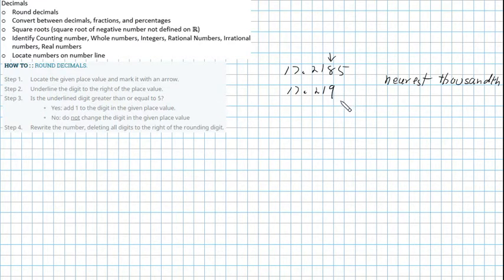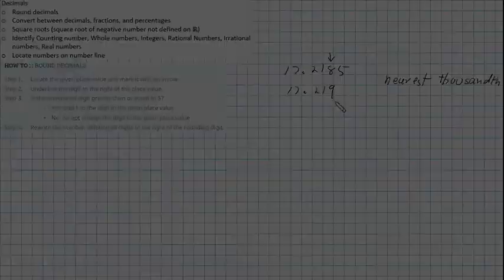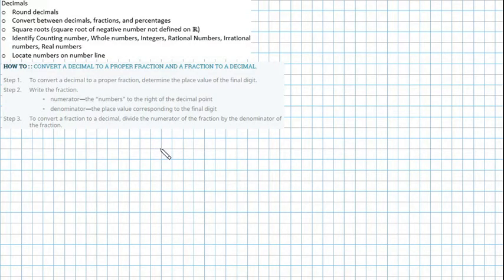Alright, so let's move on to the next topic. Let's look at how we can convert a decimal to a fraction. So suppose you're given the number 0.374 and you're asked to express this as a fraction.